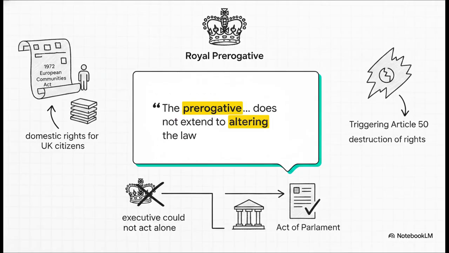So, the crucial point is mathematically elegant, really. Think about it. The 1972 European Communities Act was a statute passed by Parliament, right? And it created real, tangible domestic rights for UK citizens. Because triggering Article 50 would inevitably destroy those statutory rights, the royal prerogative just couldn't be used. Prerogative power cannot undo statutory law. Only an act of Parliament could authorize that kind of change.